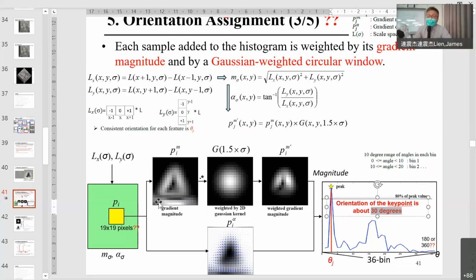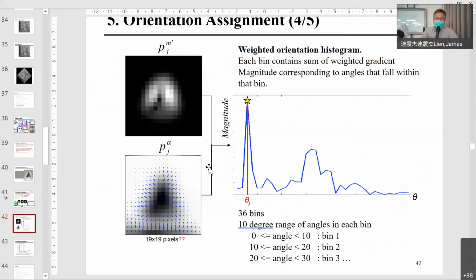So most of the angle is 30 degrees. So that will be the major degree of this page. So that's this one. So for each page we try to find the major rotation angle. So the rotation angle. So that's the same thing.